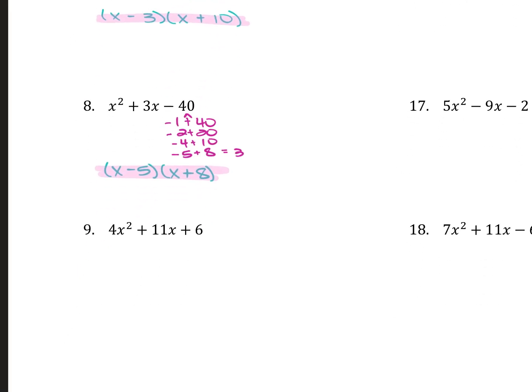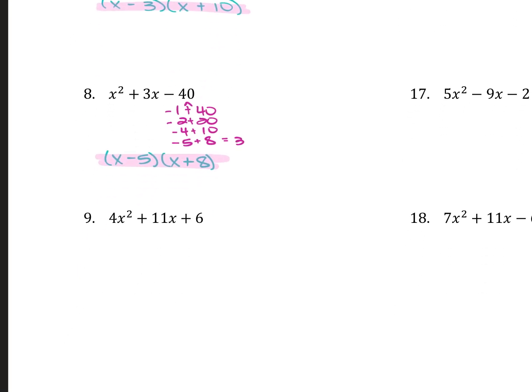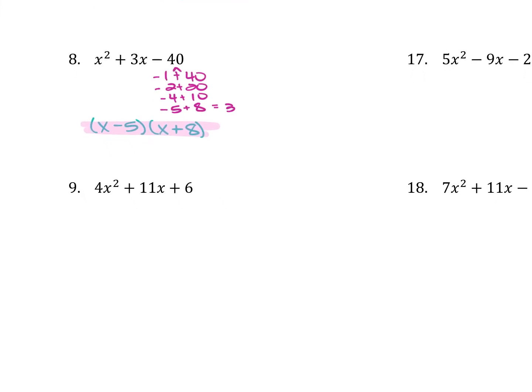For number 9, these are the ones that start getting to where your a is something other than 1. So you have 4x squared plus 11x plus 6. Since your a is something other than 1, multiply your a and your c term. So that 4 and the 6. The 4 times 6 is 24. Find the factors of 24 that add up to 11. Your factors of 24 are 1 and 24, 2 and 12, 3 and 8, 4 and 6. The 3 plus 8 is 11.